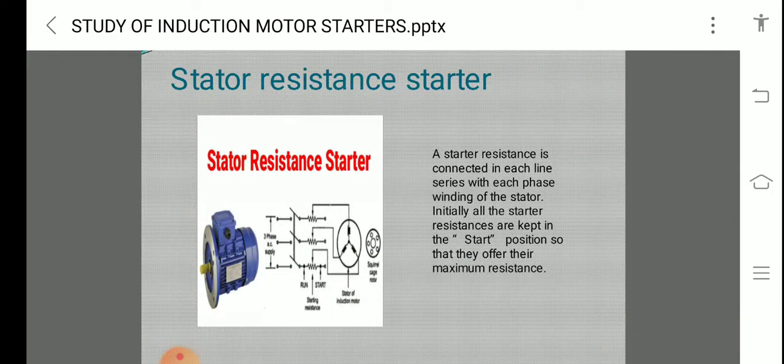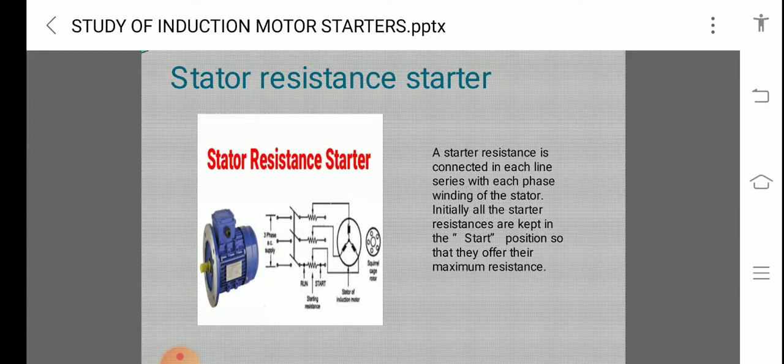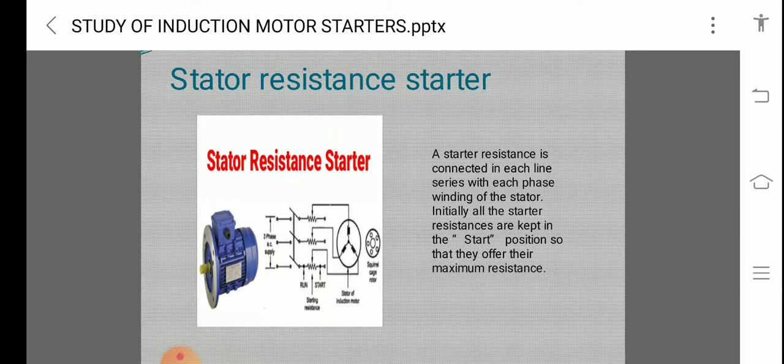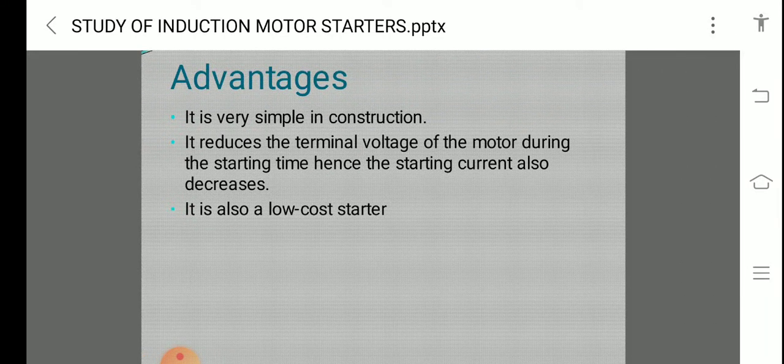Now let's see the stator resistance starter. The stator resistance starter is connected in each line in series with each phase winding of the stator. Initially the starter resistances are kept at the start position so that they offer maximum resistance. This is the diagram for connecting the stator resistance starter to the induction machine. The advantages of using this type of starter are that it is very simple in construction and it reduces the terminal voltage of the motor during the starting time, hence the starting current also decreases. It is also a low cost starter.